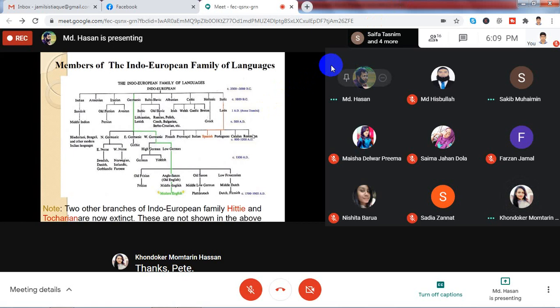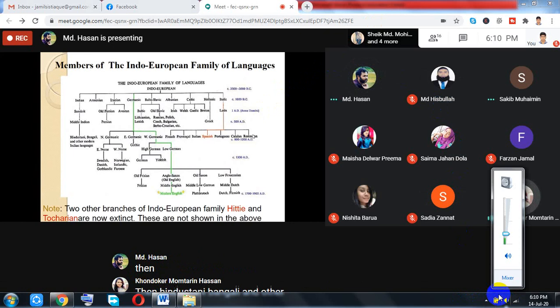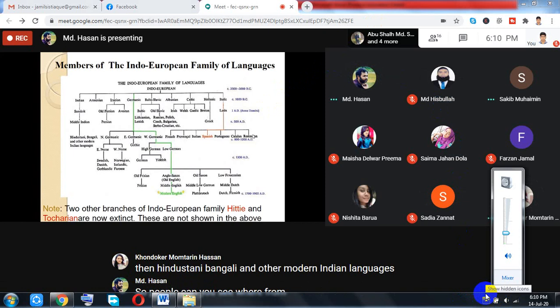Then Middle Indian. Then Hindustani, Bengali, and other modern Indian languages. So people, can you see where the Bengali language came from? It is from the Indo-European language family.